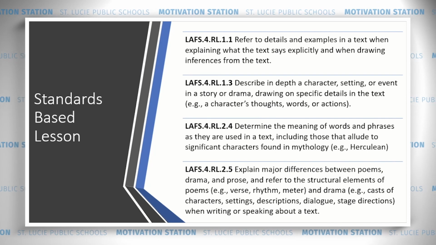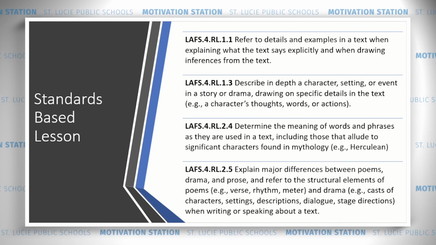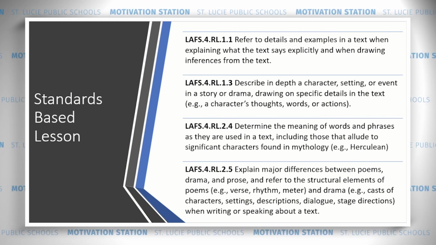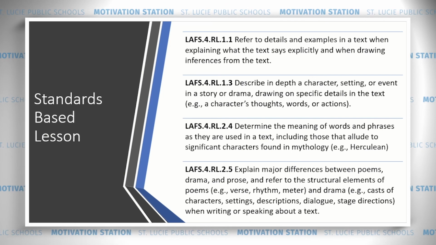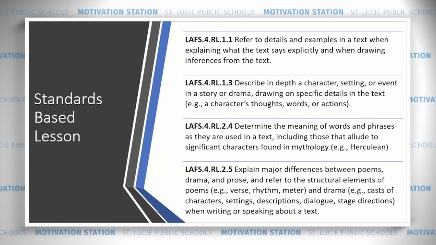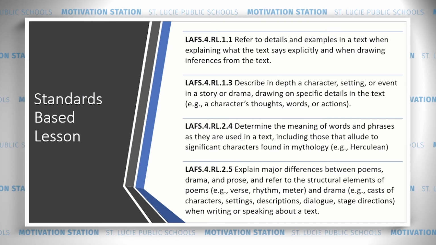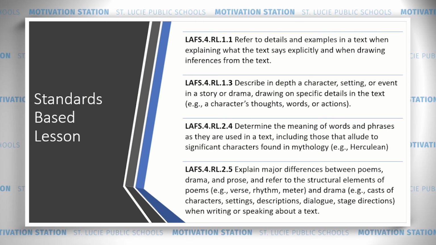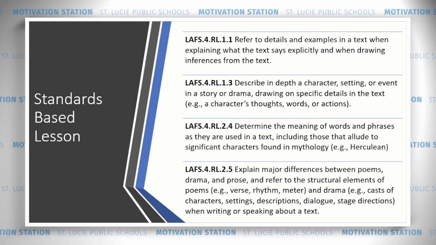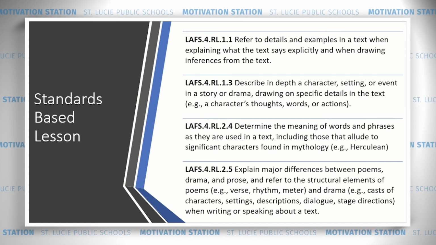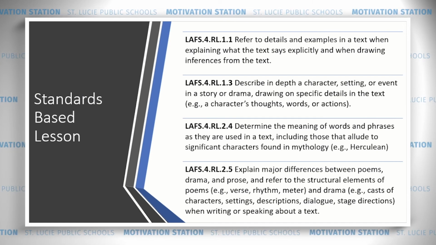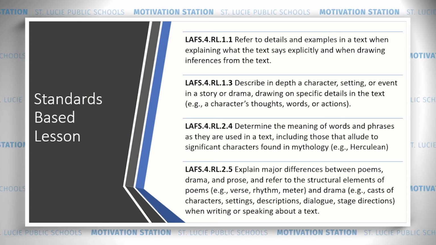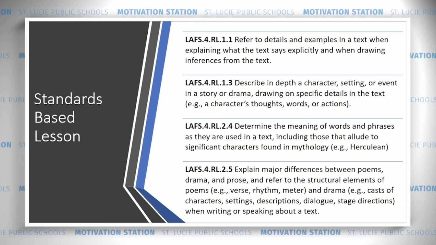So today, the standards that we are going to be using in our lesson are the same from last week, which is RL11, which is refer to details and examples in the text explicitly and when drawing inferences. We're also going to be using RL13 to describe character settings and events in a story, drawing on specific details, which goes really hand in hand with that 1-1. We're also going to be determining meanings of words and phrases when they are used in the text, okay? And we're also going to explain major differences between poems, drama, and prose.